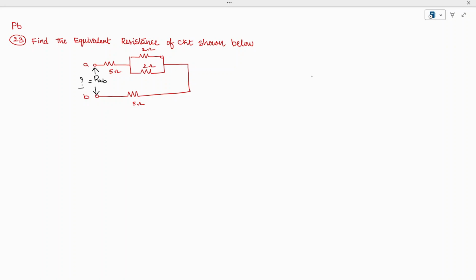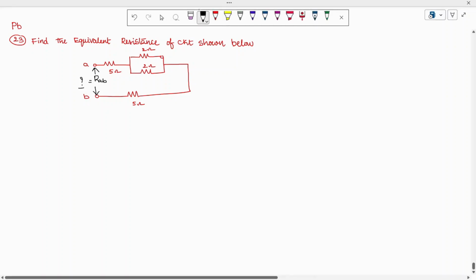So today we are going to solve this problem number 23. Find the equivalent resistance across the terminals A and B for the circuit shown below. Okay, so here you can see these two resistors are connected in parallel. Current enters and the current is going to divide. I can say these two are connected in parallel.